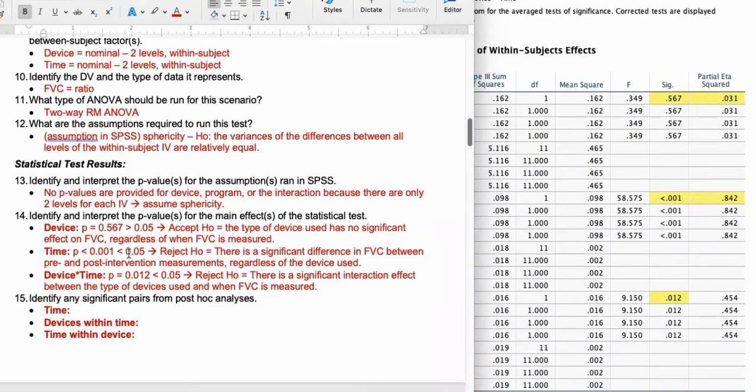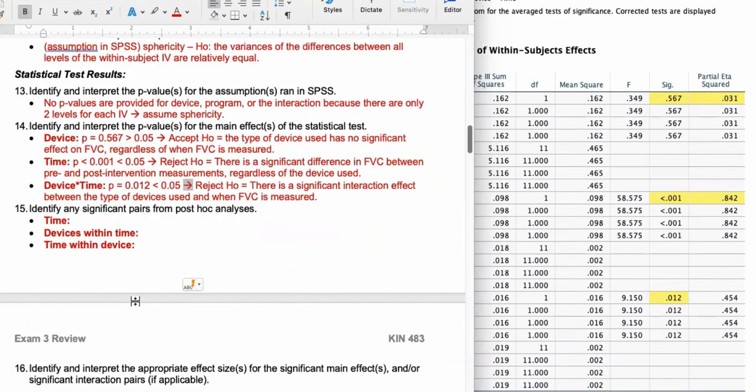This is how I like to go about taking notes on stuff. So I just write out which ones were significant.